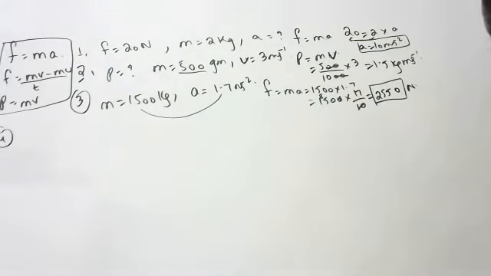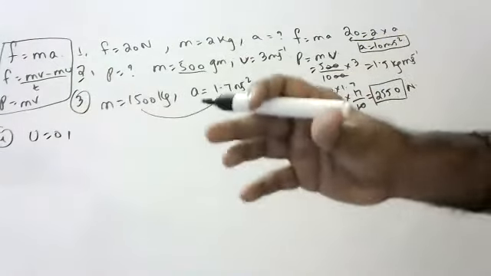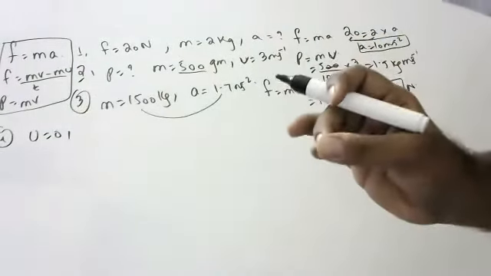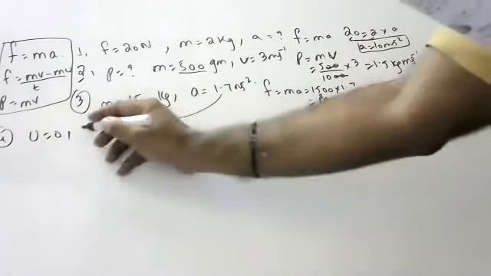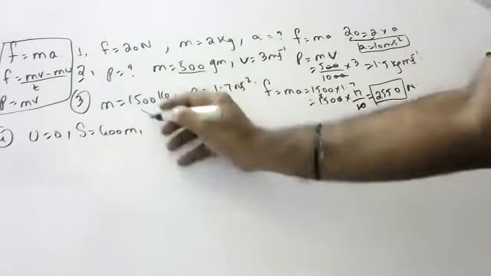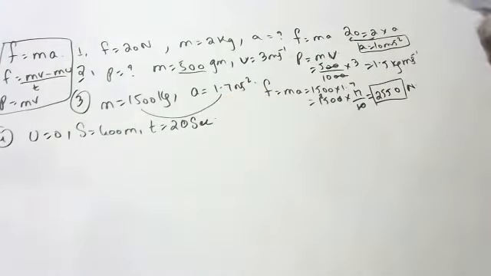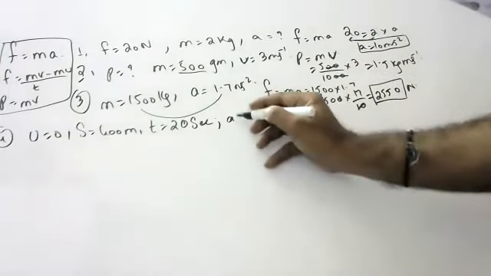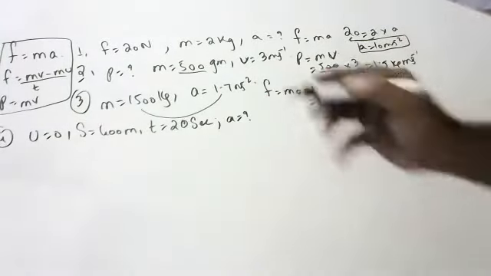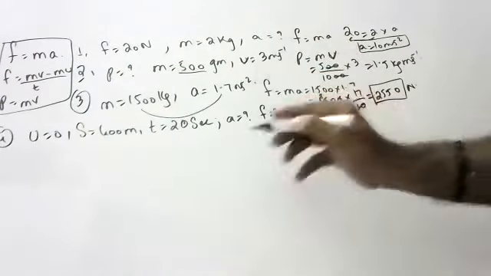Children, a truck starts from rest. Try to see here, children. A truck starts from rest. Rolls down a hill with a constant acceleration. It travels a distance of 400 meters in 20 seconds. First question is find the acceleration. Also find the force, if the mass is 7 tons.